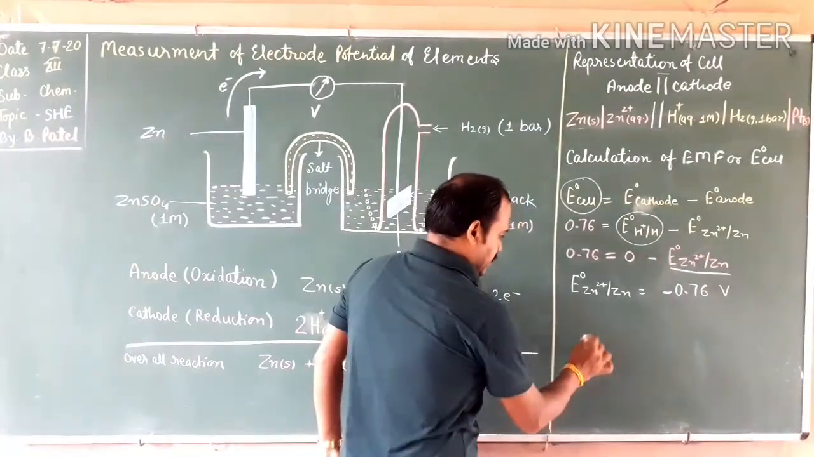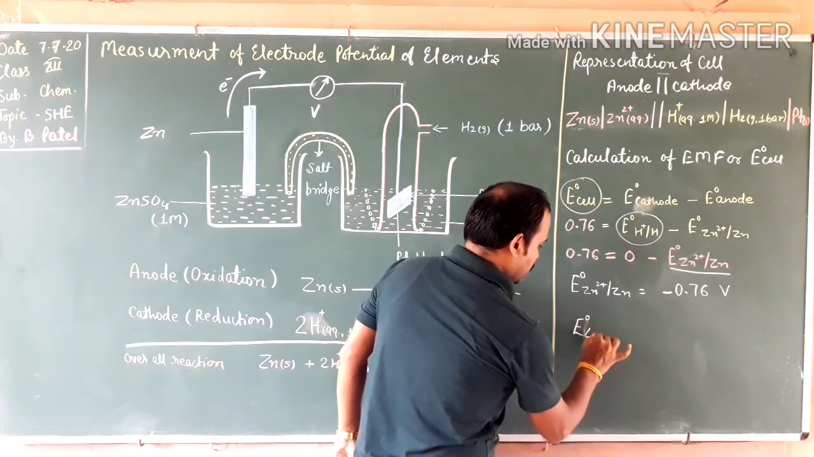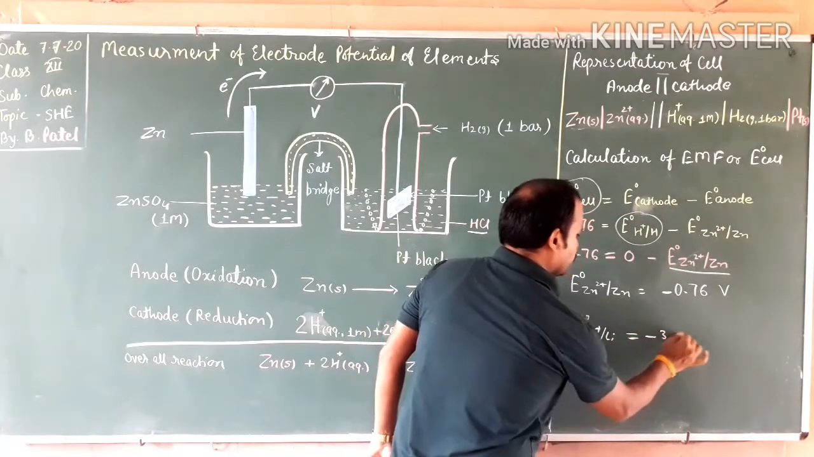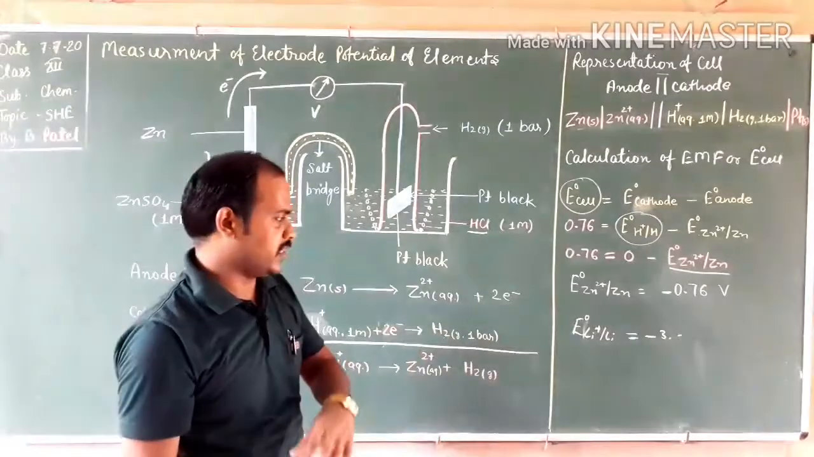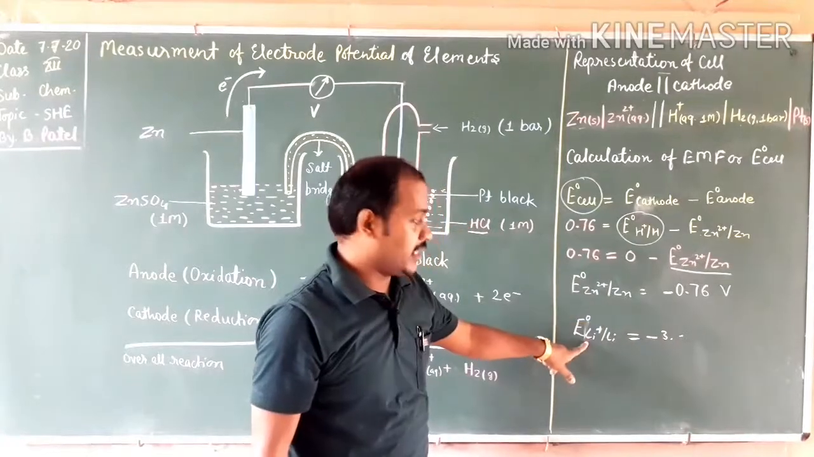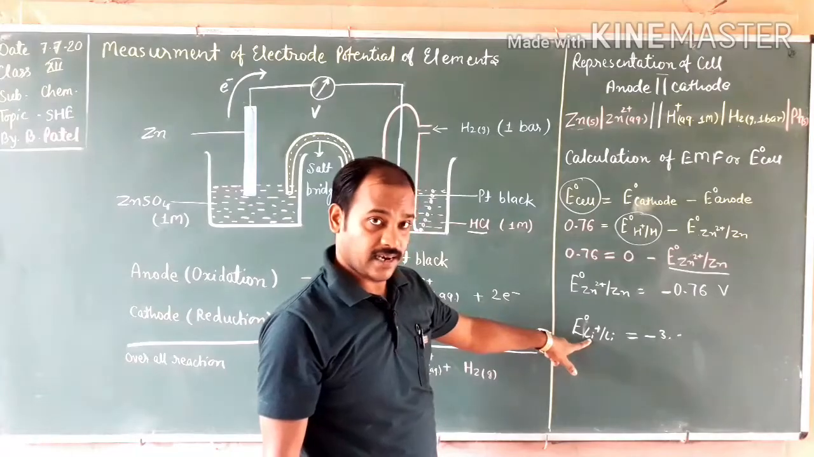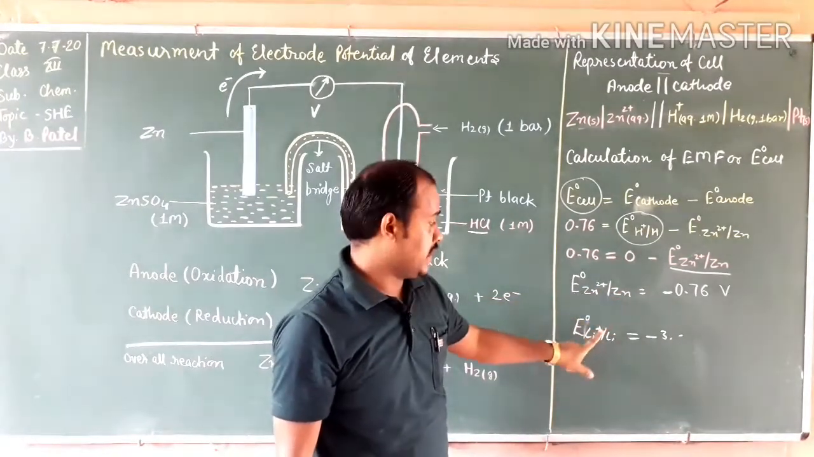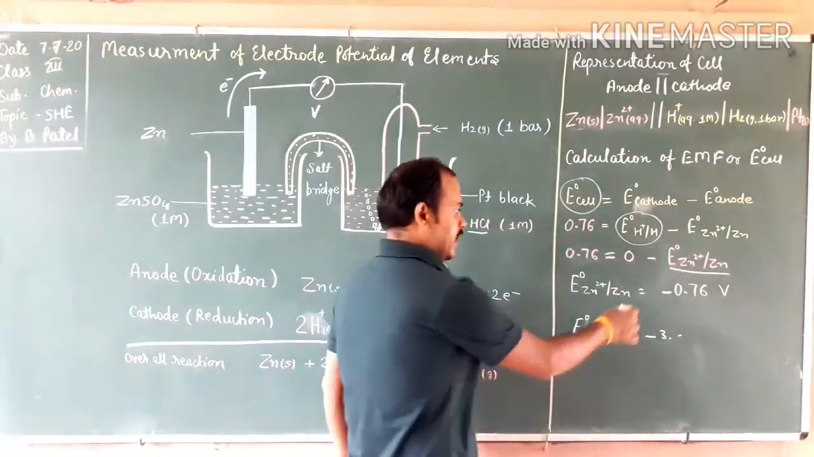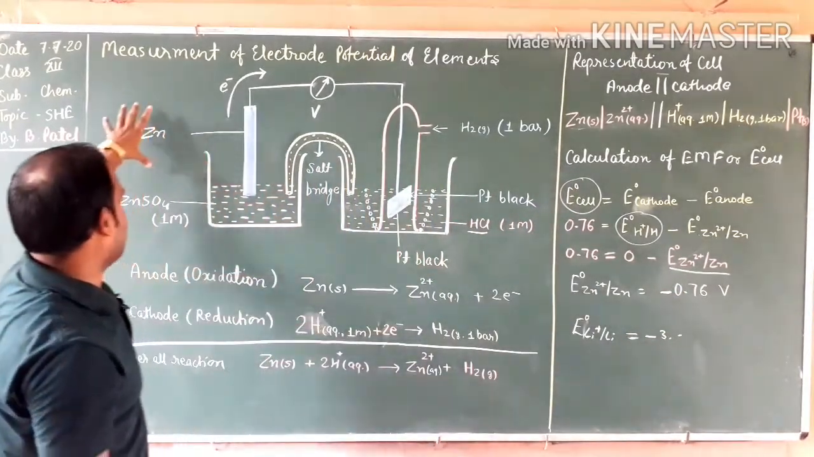For example, the electrode potential for lithium, E0, is minus 3.09 something, you can see. So the negative value indicates that lithium is more reactive than hydrogen. And if you prepare a cell by using lithium and hydrogen, then lithium will act as anode and hydrogen will act as cathode. So the negative value indicates that it is more reactive than hydrogen. So this was the calculation for zinc.